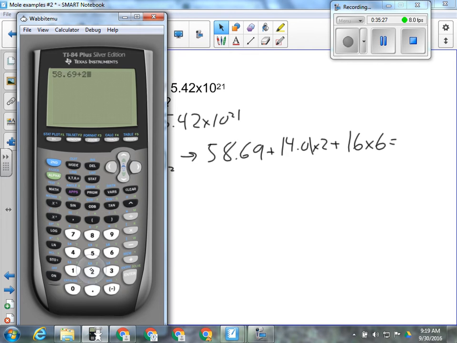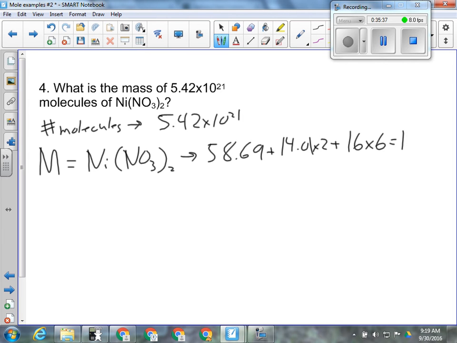58.69 plus 28.02. That's our 2 nitrogens. Plus 16 times 6. All right, 182.71 grams per mole. If I want to calculate little m, I need little n and big M. Well, I have big M, but I don't have n. How can I use the number of molecules and Avogadro's number to get n? Divide the number of molecules by Avogadro's number.